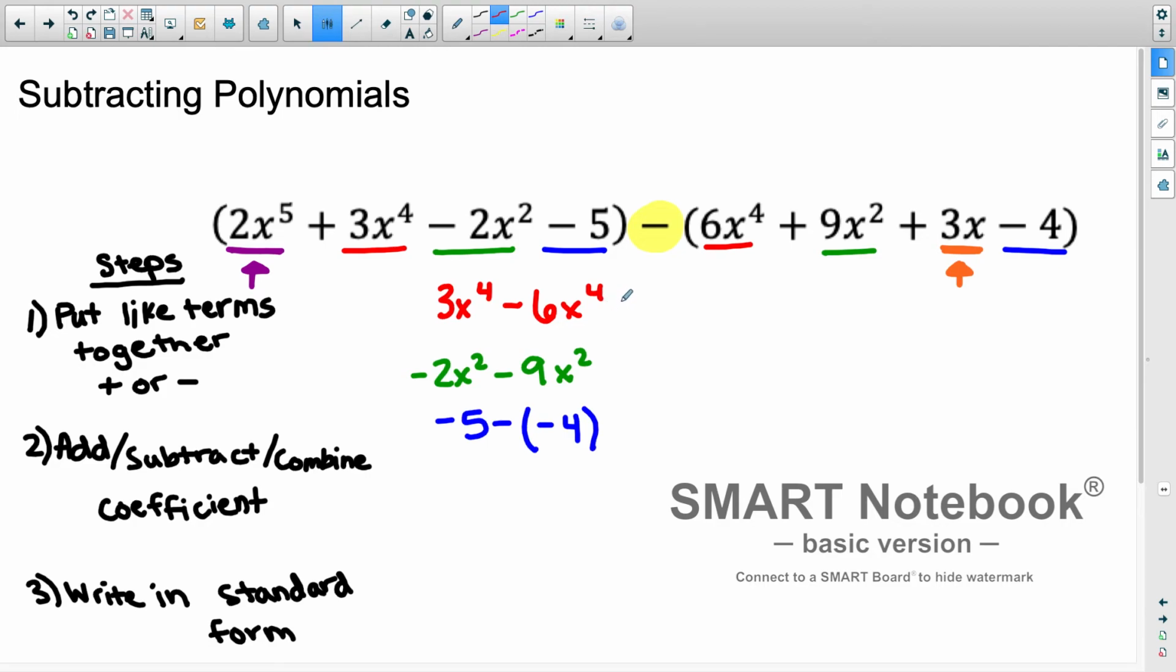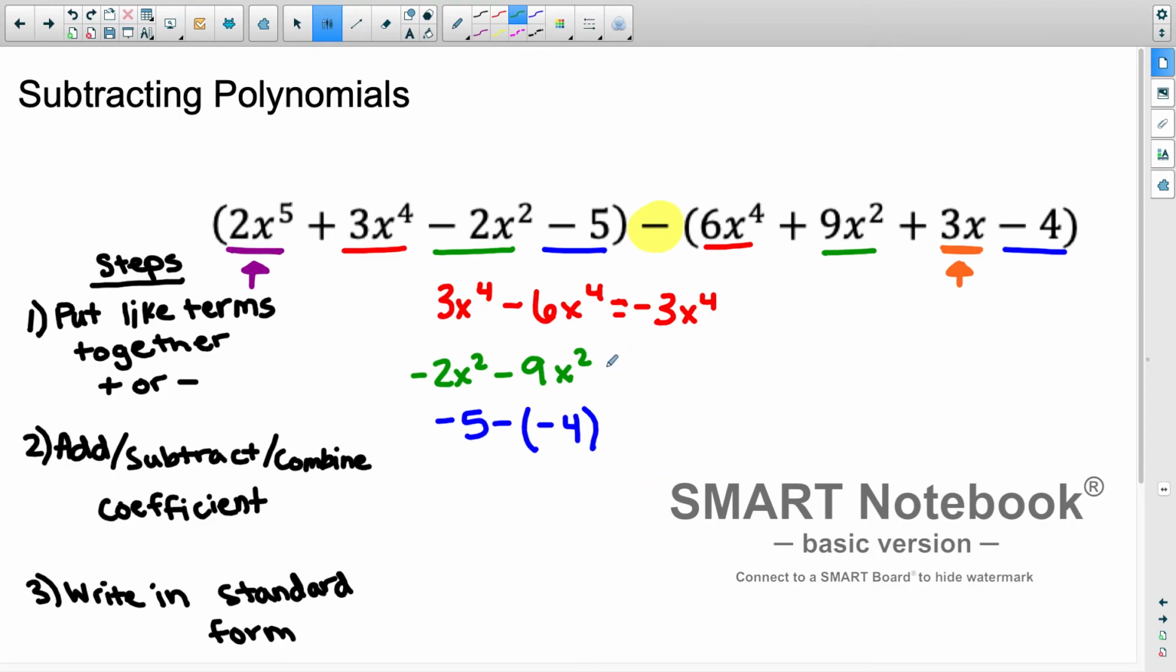At this point, if you need to use a calculator, I would be totally fine with that. If you struggle with this part, that's okay. Use a calculator, get your way through it. All right, so 3 minus 6. I know 6 minus 3 is 3, but we did the smaller number minus the bigger number, so it'll be negative 3. And then we keep that variable, x to the 4th.